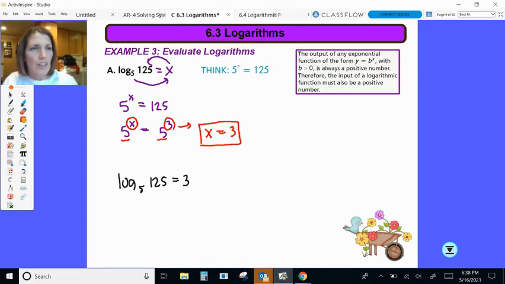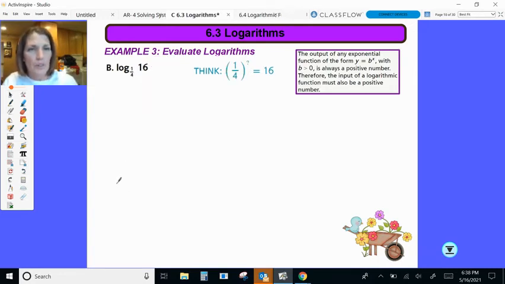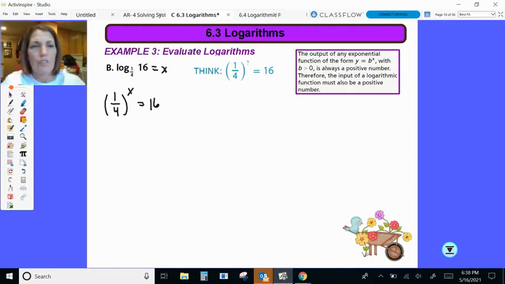Okay, so let's evaluate another one. Same thing here. We want to find out what this evaluates to. You have to think: 1/4 to what power equals 16? Now I'm going to use some manipulation. Our goal is to get our bases the same and then set the exponents equal to each other.